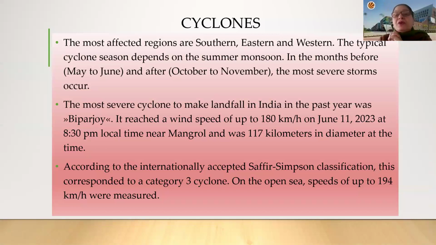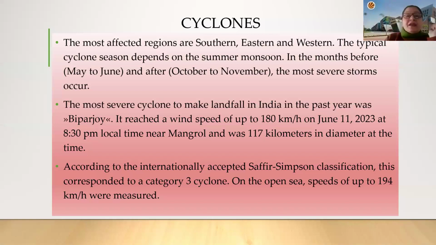The most severe cyclone to make landfall in India in the past year was Biparjoy. If you have heard, in 2023 on 11th June, it had a wind speed of 180 kilometers per hour, and it caused landfall in the areas of Gujarat. The diameter of this cyclone was 117 kilometers at that time. According to the internationally accepted classification given by Saffir and Simpson, the category of this cyclone was 3.